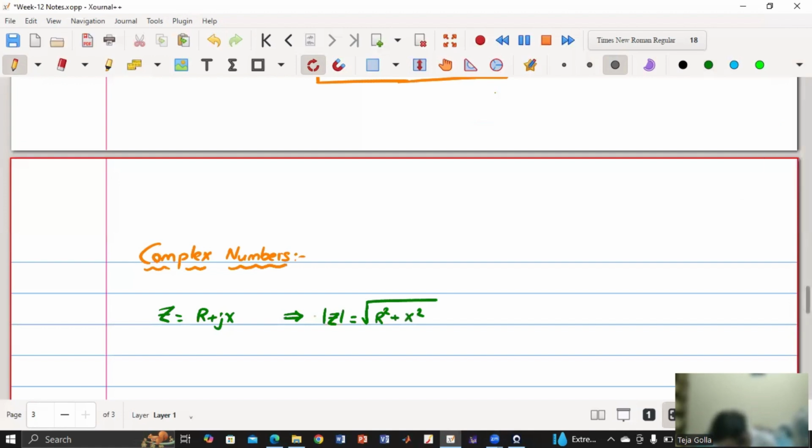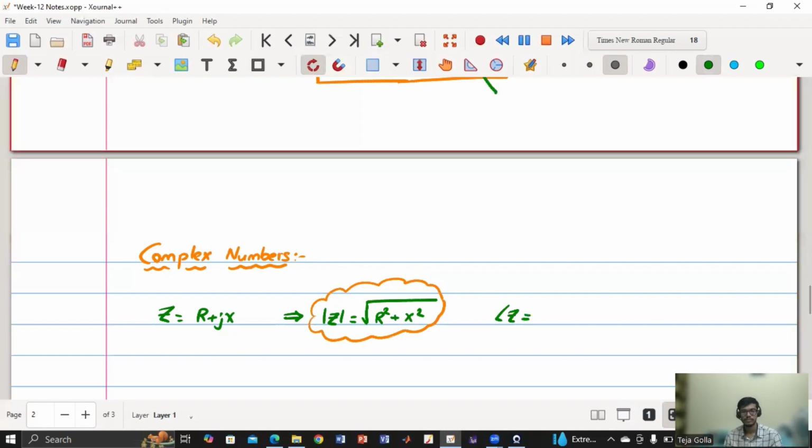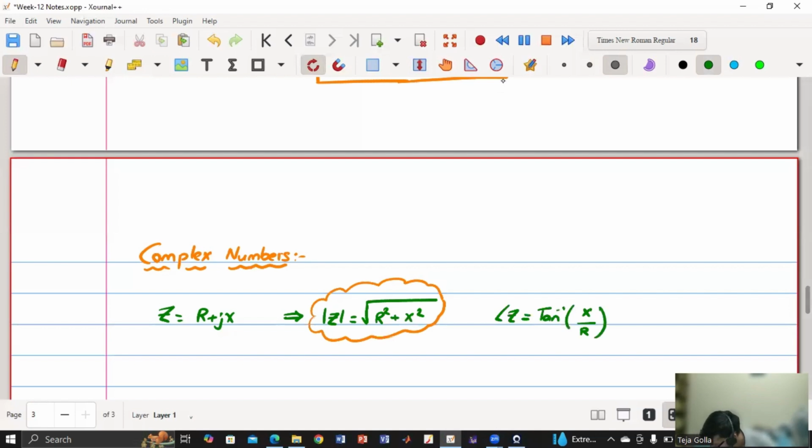If I also ask you what is the angle of Z? How to calculate the angle of Z? Tan inverse X by R. Yes, tan inverse of X by R. So now we got the magnitude of Z as well as the angle of Z.